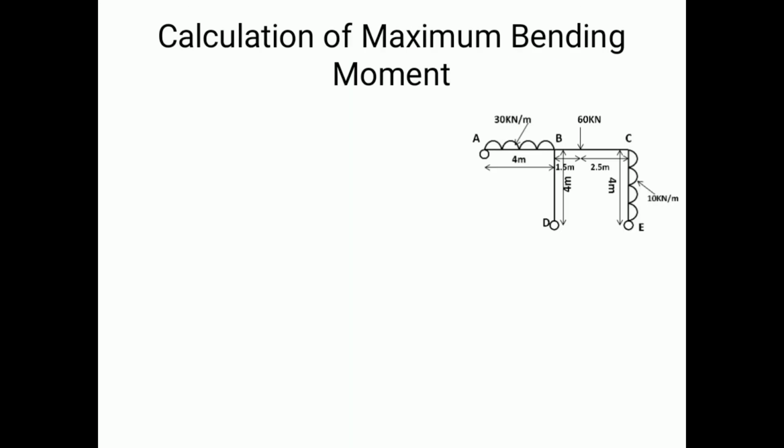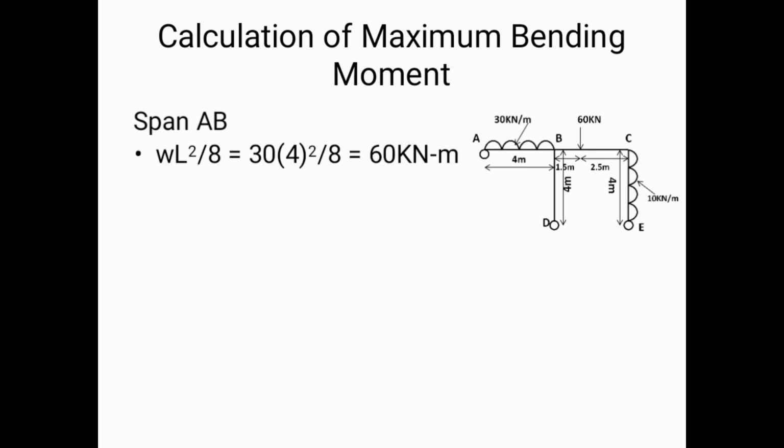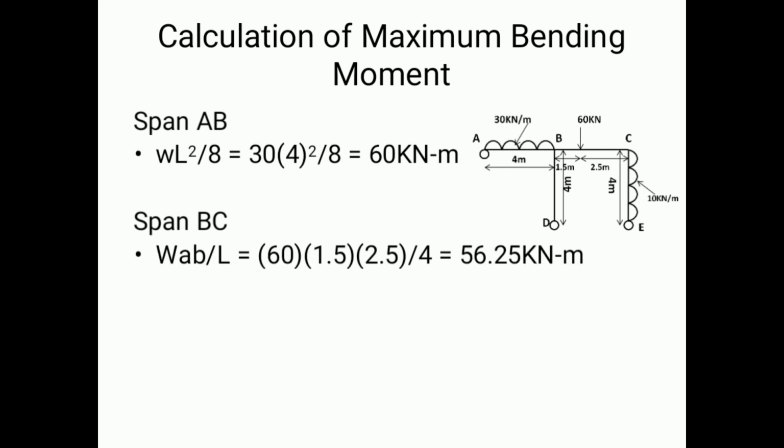Coming to the last step, that is the calculation of the maximum bending moment. Span AB is subjected to a uniformly distributed load, so it is WL square by 8. So 30 into 4 square divided by 8. The value is 60 kilonewton meter. Similarly, span BC is subjected to an eccentric point load, wherein the maximum bending moment is equal to WAB divided by L. So W is 60, a is 1.5 into 2.5 divided by 4. Therefore the value is 56.25 kilonewton meter.